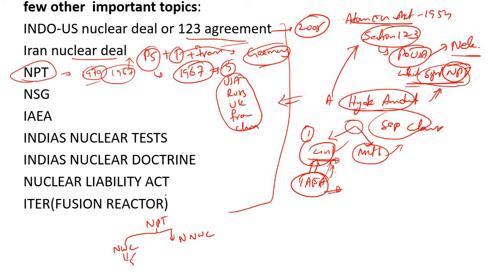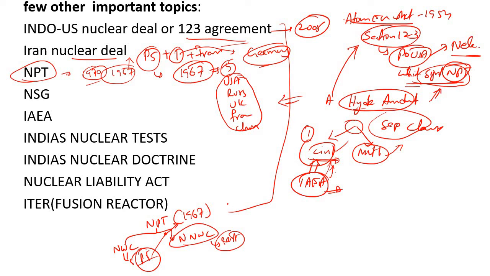These 5, the P5 countries, are nuclear weapon countries, and the rest of the countries are non-nuclear weapon countries, even though they have nuclear weapons today. Their cutoff date is 1967. So before 1967, whichever countries had nuclear weapons are called nuclear weapon states, and after 1967, even if they had nuclear weapons, they are not considered nuclear weapon states.